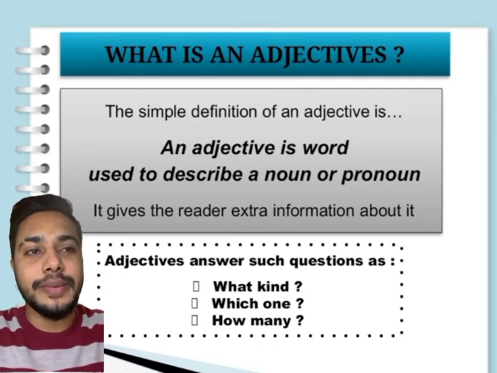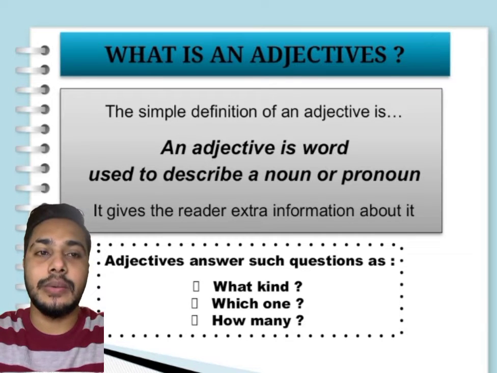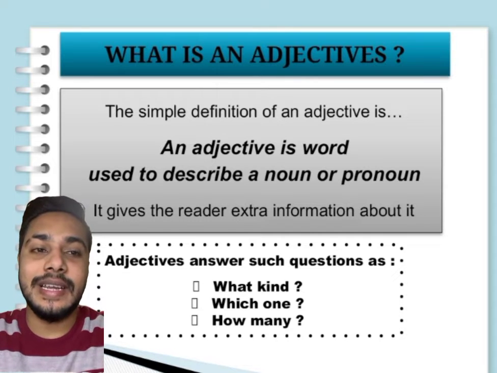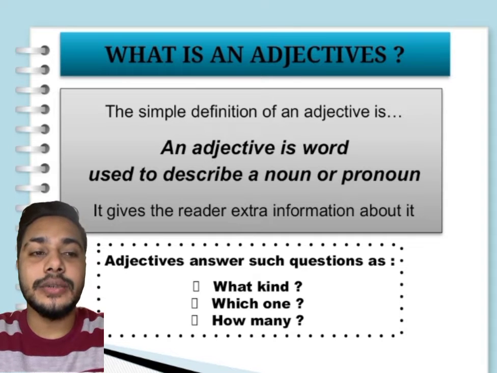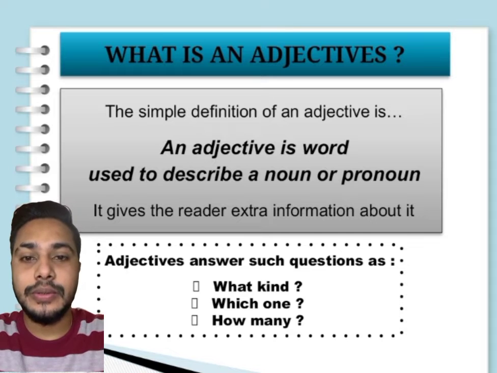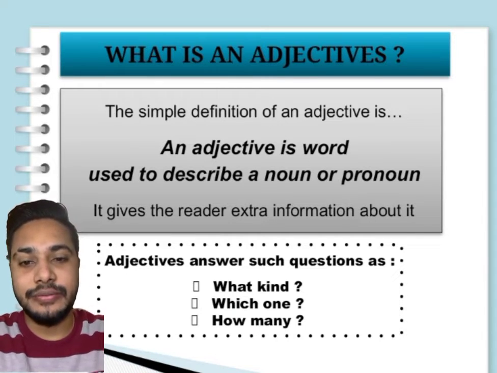So our group is going to present about adjectives. The simple definition of an adjective is a word used to describe a noun. It gives the reader extra information about it. An adjective answers questions such as what kind, which one, how many. So this is a simple description of adjectives.